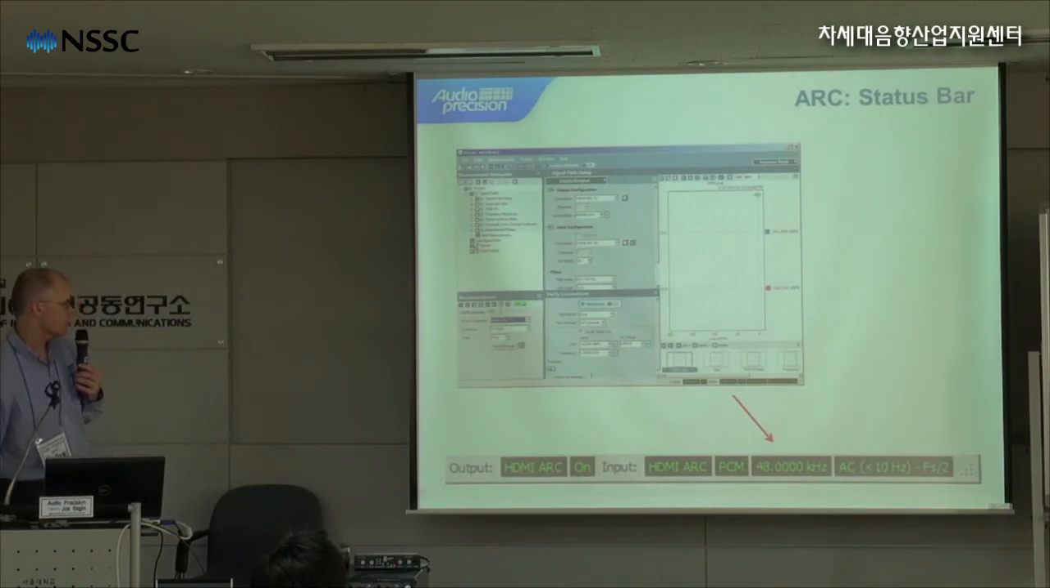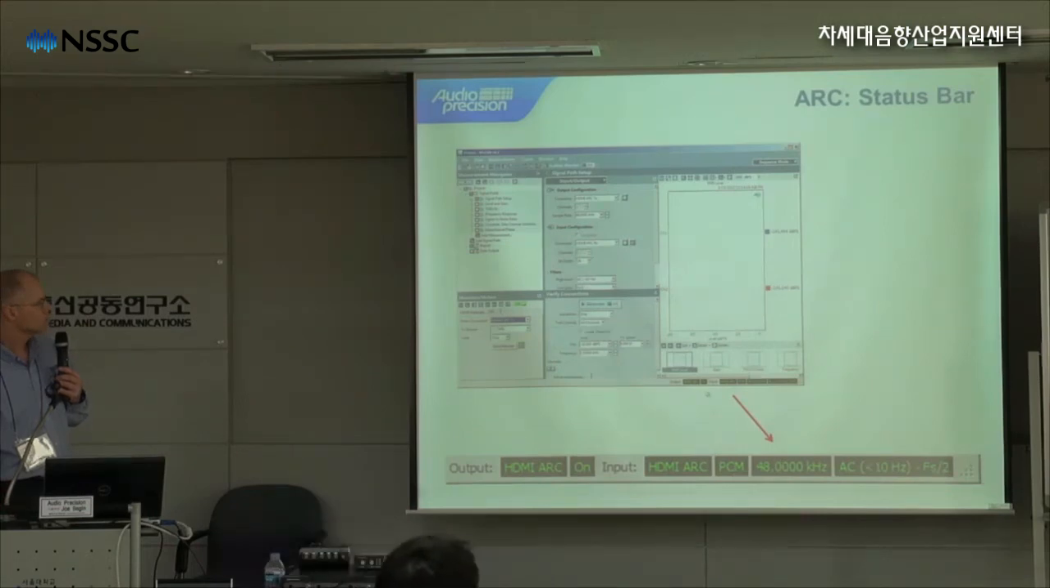When you're connected in ARC, the status bar looks like this. So the output is shown as HDMI ARC, and it's either on or off. The input is HDMI ARC. It shows the data type. This is PCM, and the input sample rate.